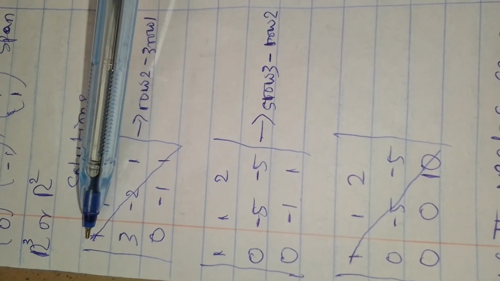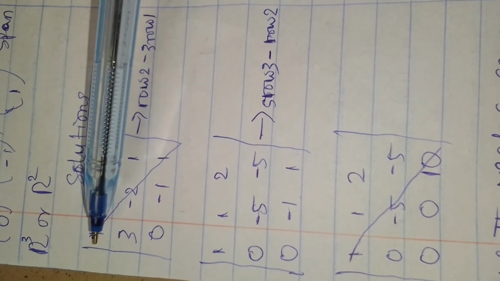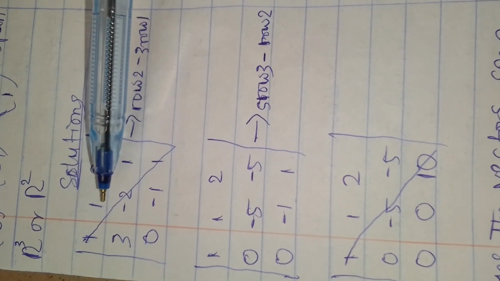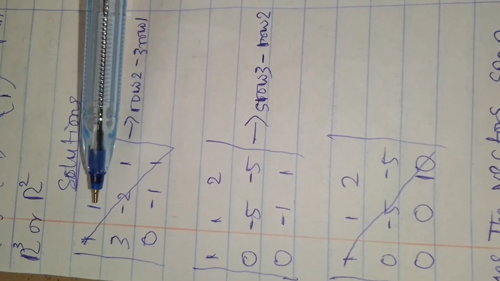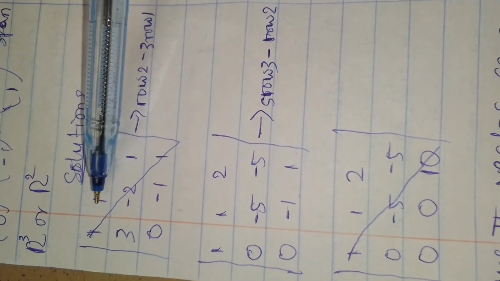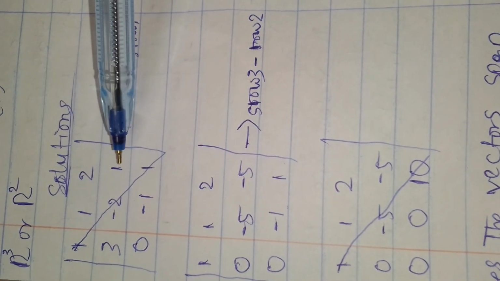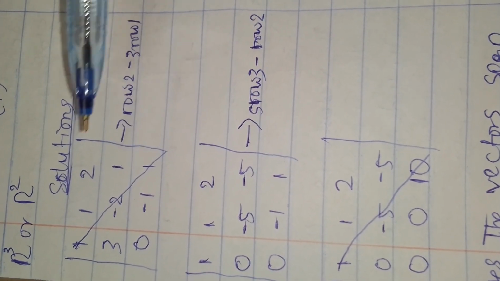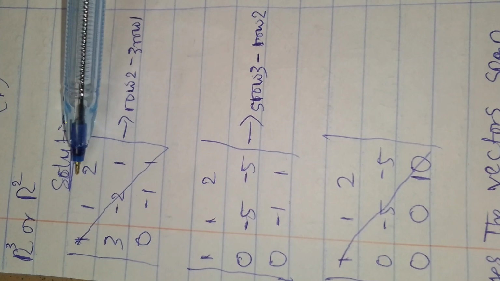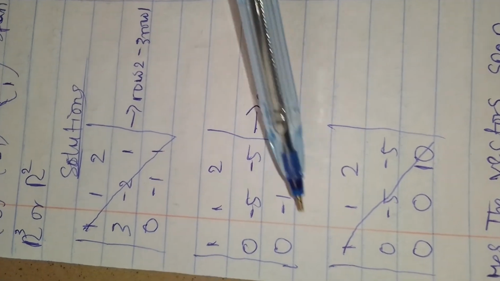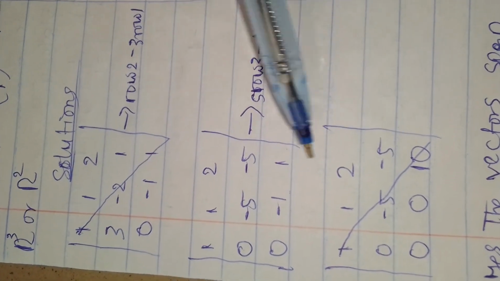So that is row 2 minus 3 row 1. 3 times 1 is 3, 3 minus 3 is 0. Now minus 2 minus 3 times 1 is 3, that will give you minus 5. And here, 1 minus 3 times 2, that is 1 minus 6, will give you minus 5. Now you bring down 0, minus 1, and 1.